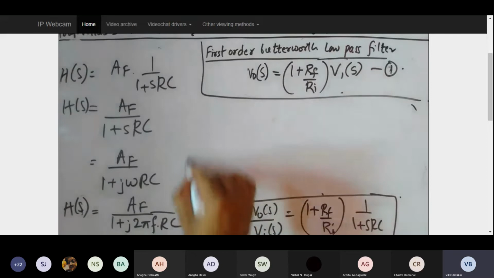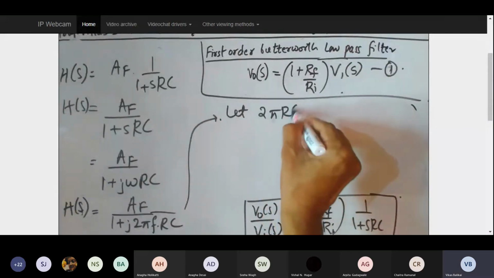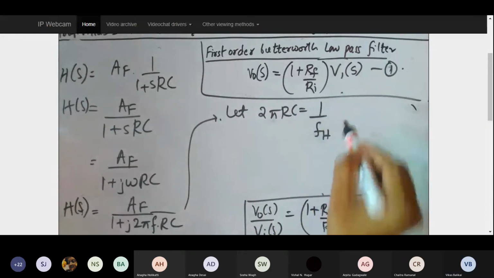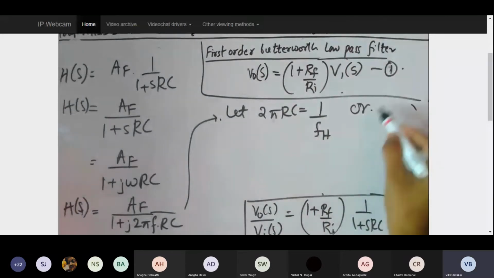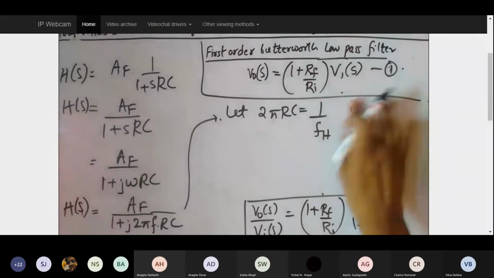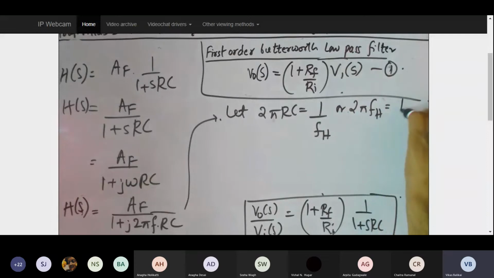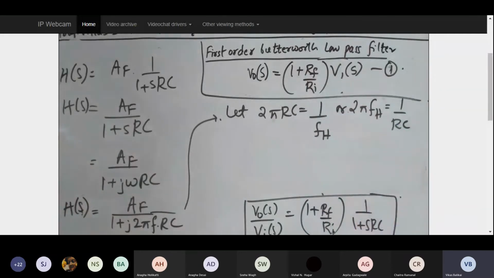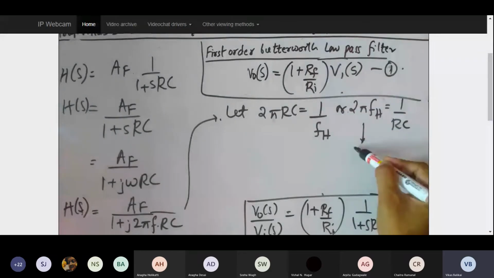So let 2 pi RC be represented by the term 1 by FH. Or 2 pi FH is given by 1 by RC. And by the way, what is 2 pi F? 2 pi F is represented in terms of omega. So I can represent this as omega H equal to 1 by RC.